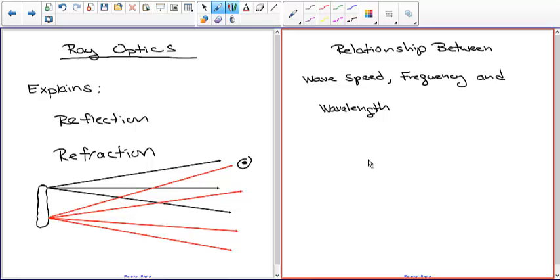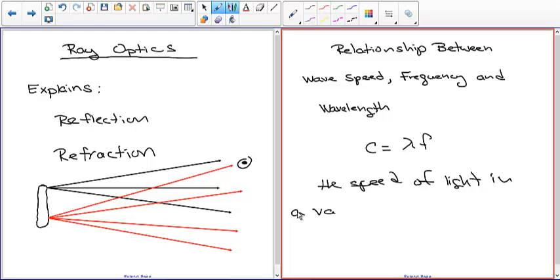Also, remember back in chapter 21, we had this relationship that said the speed of light is equal to the wavelength times the frequency. We can also say that the speed of light in a vacuum is approximately 3.0 times 10 to the 8th meters per second.